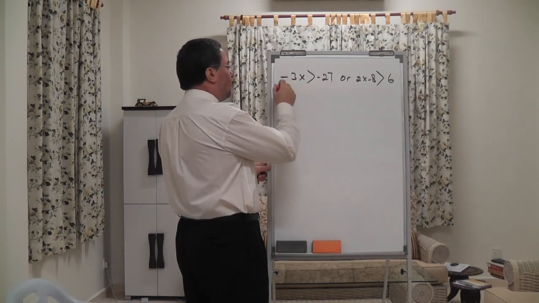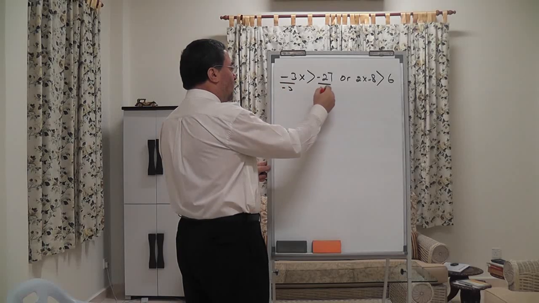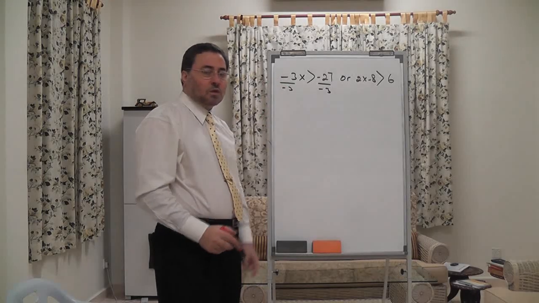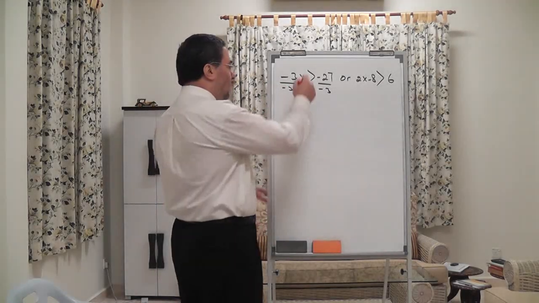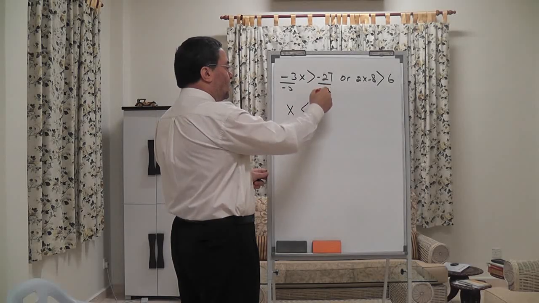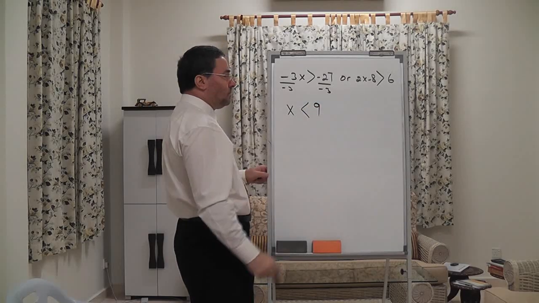We have to divide both sides by minus 3. And recall that when we divide by a minus number, we change the inequality sign. So that will be x less than minus 27 divided by minus 3, and that will be a positive 9.